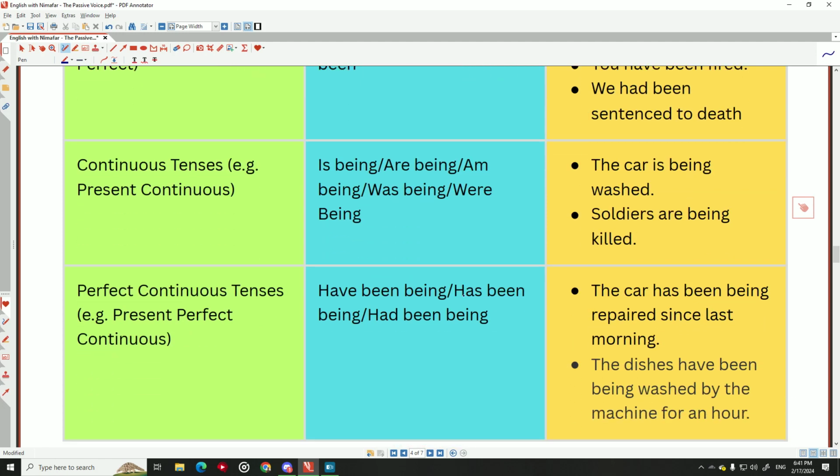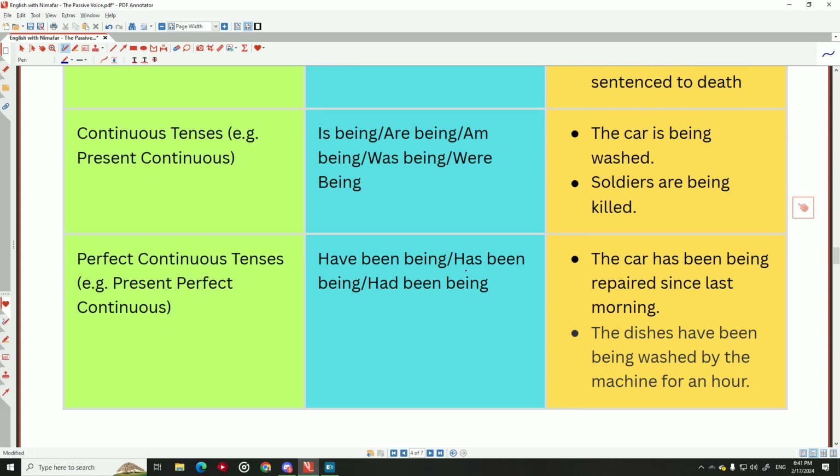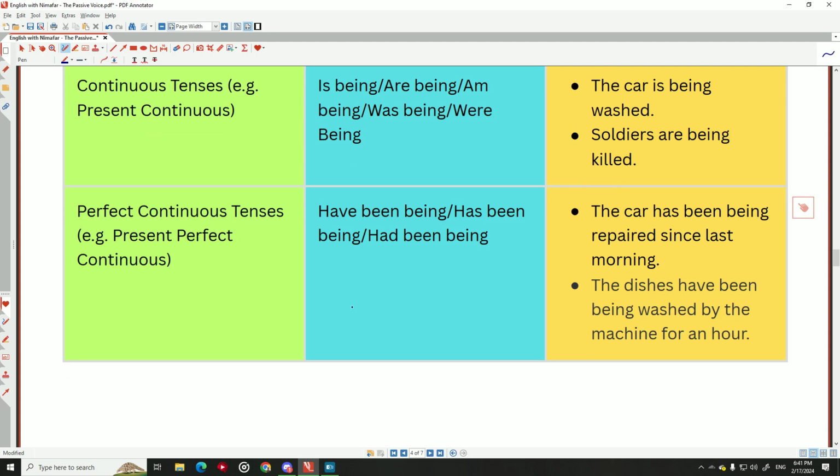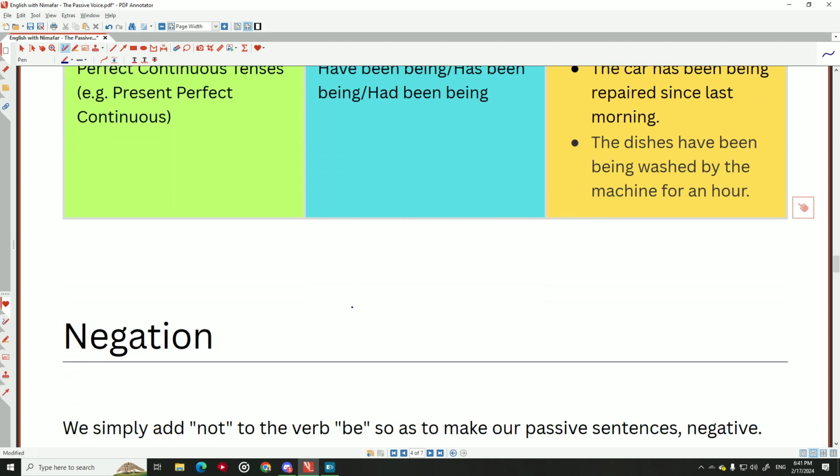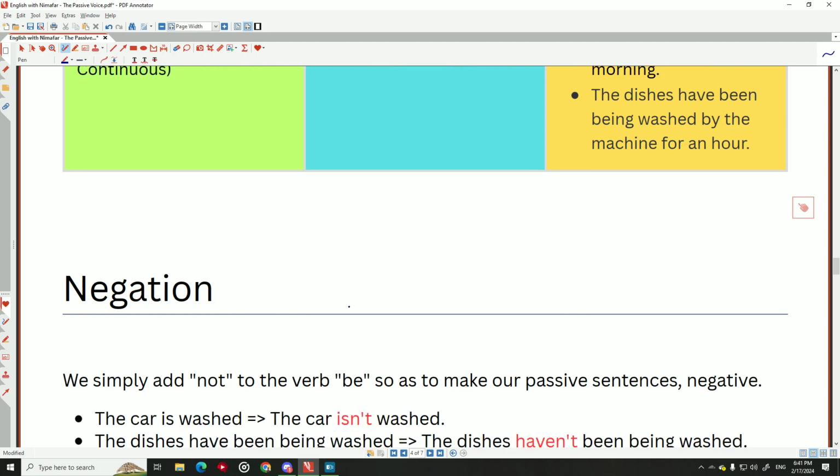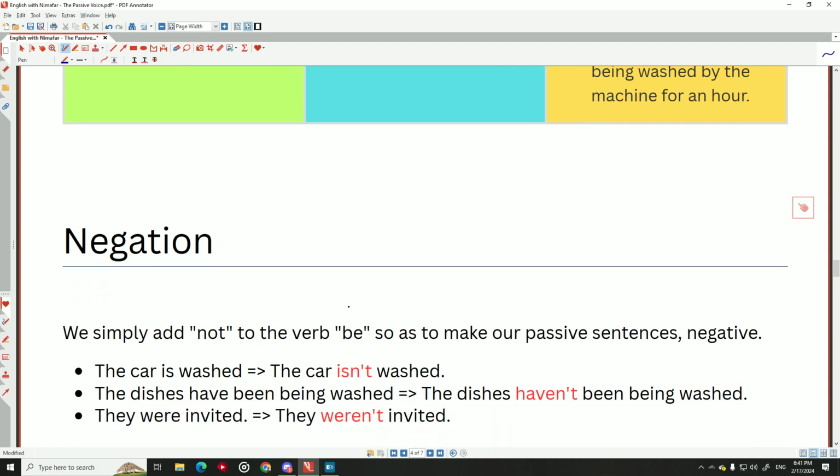Present perfect continuous: have been being, has been being. The car has been being repaired since last morning. The dishes have been being washed by the machine for an hour. Something like that. Okay, we talked about some sentences. All of them were affirmative, positive. What about negative sentences? You can simply add not to the verb be.